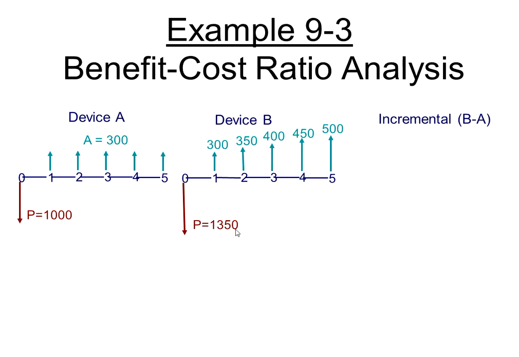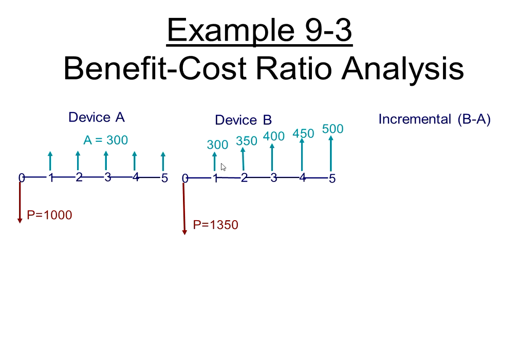1350 is higher than 1000. So for device B, from those costs and benefits, we're going to subtract device A's costs and benefits. So B minus A. Now we subtract 1000 from 1350, and we get 350 as this incremental initial cost.